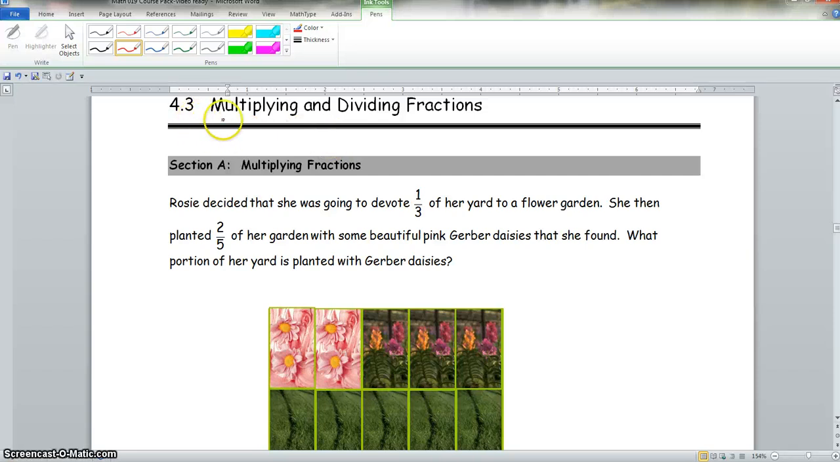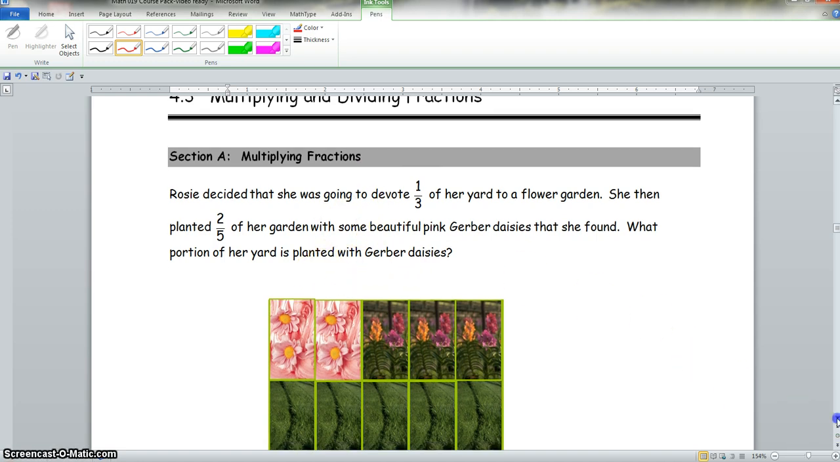Okay, class, we're about to start section 4.3, multiplying and dividing fractions. Section A, multiplying fractions. Rosie decided that she was going to devote 1/3 of her yard to a flower garden. She then planted 2/5 of her garden with some beautiful pink Gerber daisies that she found. What portion of her yard is planted with Gerber daisies?